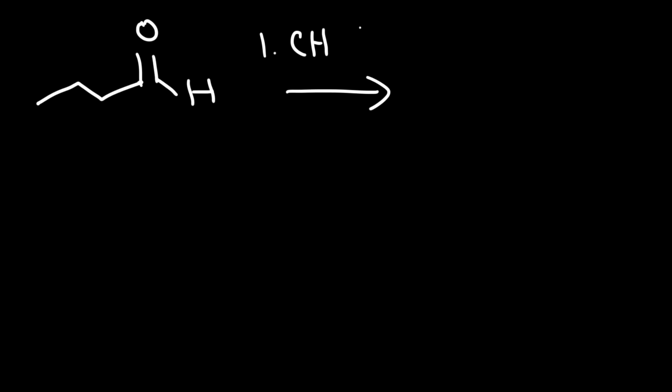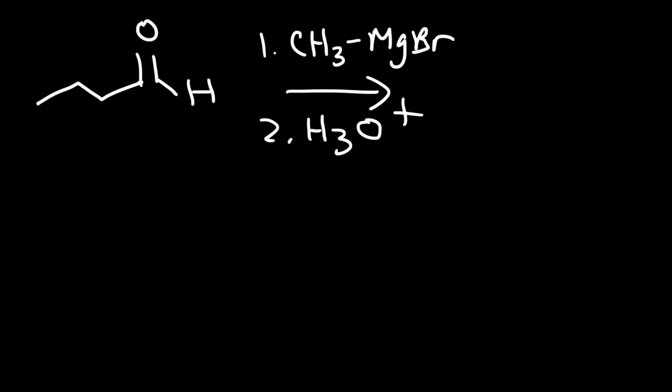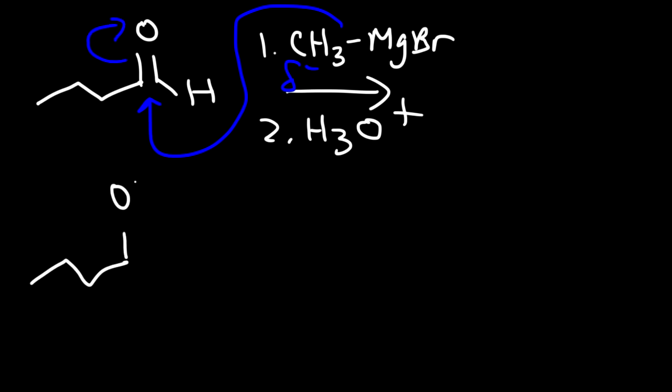Now let's talk about the reaction of aldehydes with Grignard reagents. What's going to happen if we react butanol with methyl magnesium bromide followed by H3O+? What do you think the major product will be? Whenever you have a carbon atom bonded to a metal, that carbon is nucleophilic. And so it will attack the partially positive carbon of a carbonyl group. So right now we're going to get an alkoxide ion with a methyl group added to it.